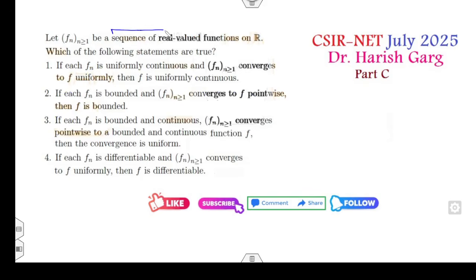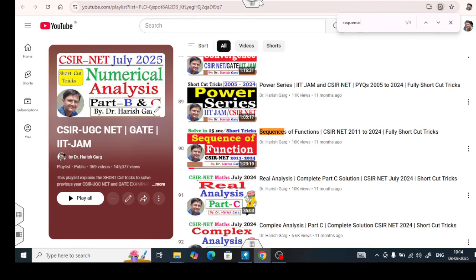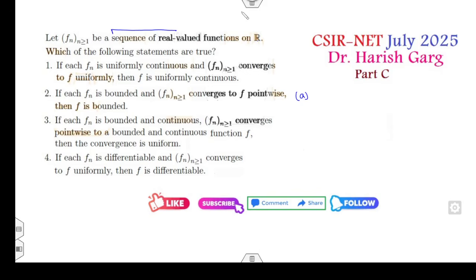Okay, f_n is a sequence of real valued functions on R. Which of the following statements are true? It's a very simple question. If you already watched my lecture on the sequences of functions, then you can easily discard and get the correct options. Look at the first part: f_n converges to f uniformly. Fine. And f_n is given to be uniformly continuous. Because the convergence is uniform, f must be uniformly continuous. So yes, the first option is the correct answer.